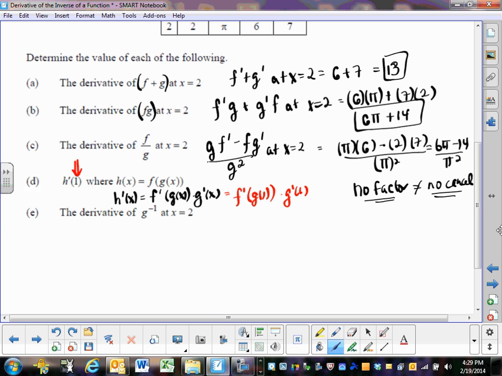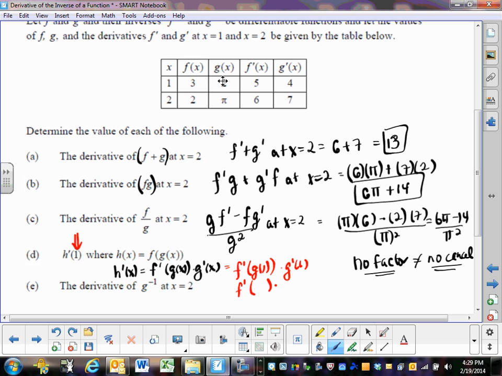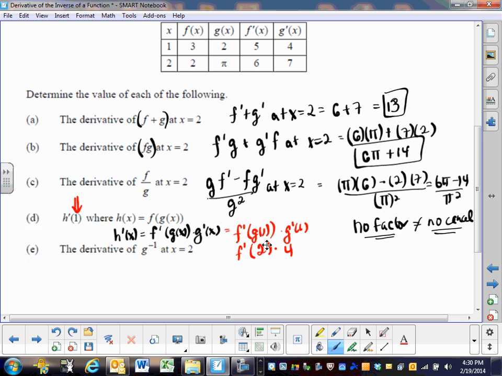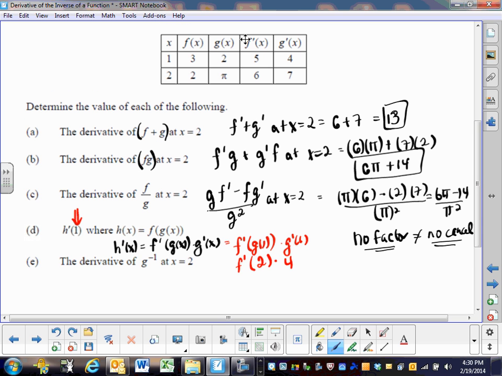The derivative of the product, however, is not a regular product. You have to use the product rule. It's f prime g plus g prime f at x is 2. So we have f prime times regular g plus g prime times regular f. So 6 pi plus 14.